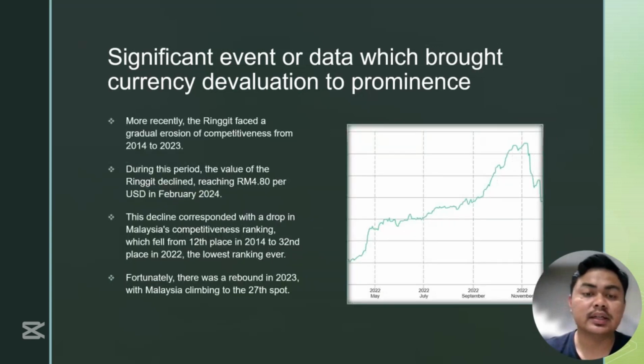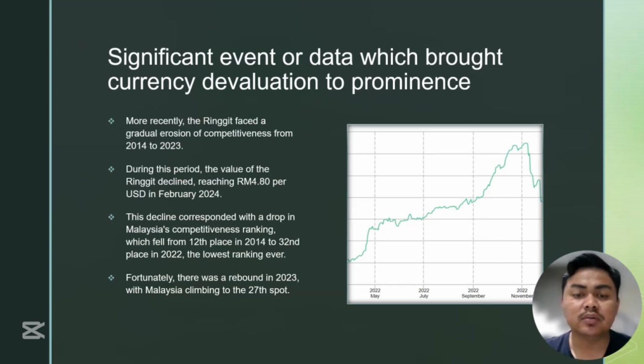And lastly, more recently, the ringgit faced a gradual erosion of competitiveness from 2014 to 2023. During this period, the value of the ringgit declined, reaching 4 ringgit and 80 cents per US dollar in February 2024. This decline corresponded with a drop in Malaysia's competitiveness ranking, which fell from 12th place in 2014 to 32nd place in 2022, the lowest ranking ever.